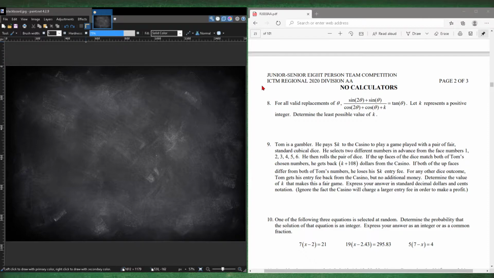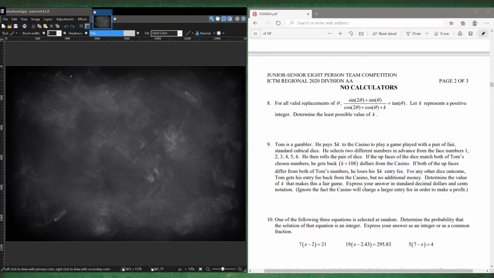For all value replacements of theta, sine of 2 theta plus sine of theta divided by cosine of 2 theta plus cosine of theta plus k equals tangent of theta. Let k represent a positive integer. Represent the least possible value of k. So basically how you solve this is that you gotta know your trig identities.